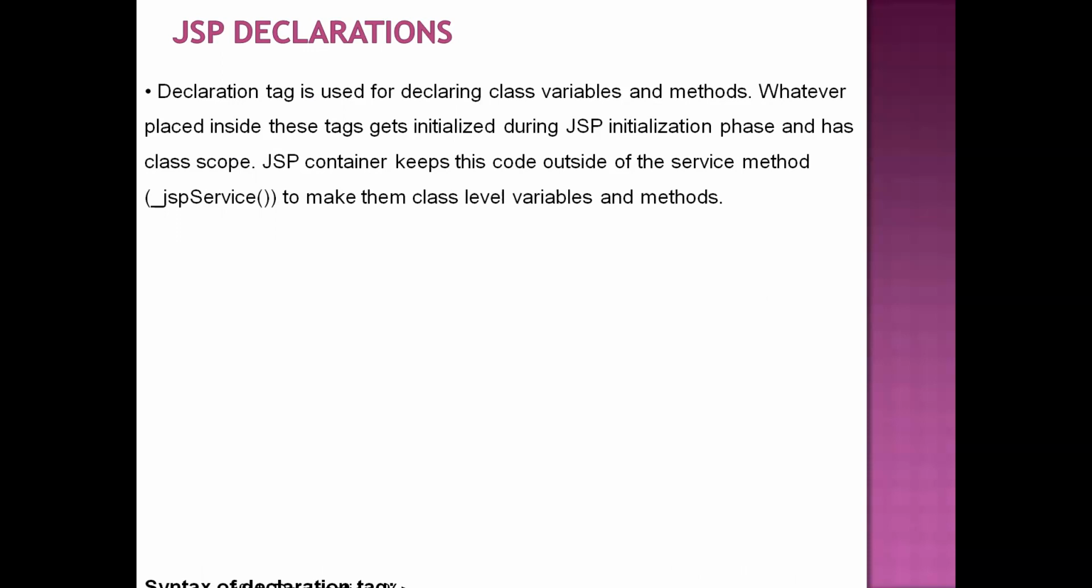See the syntax of JSP declarations. The declaration tag always starts with an exclamation sign. If you ignore this exclamation sign, then it will automatically become a scriptlet tag. So angle bracket, percentage symbol, exclamation sign, and here we need to write the declarations. Whatever declarations you write under the JSP declaration tag will be directly attached to the class itself, in the automatically generated servlet.